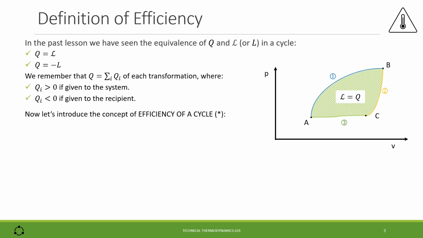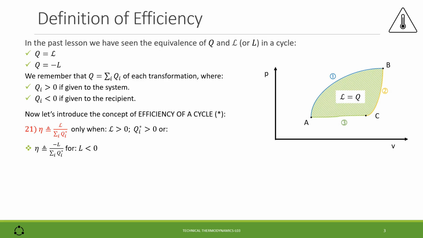Let's introduce now the concept of efficiency of a cycle. By definition, the efficiency is the ratio between the thermodynamic work and the sum of Qi star, where the thermodynamic work must be positive and Qi star is positive. Qi is the heat exchanged in the single transformation.